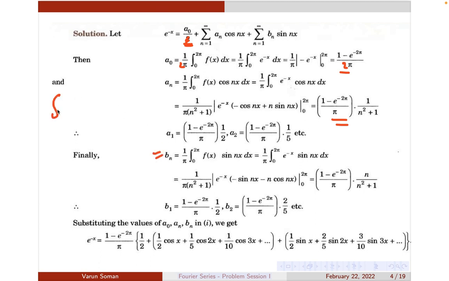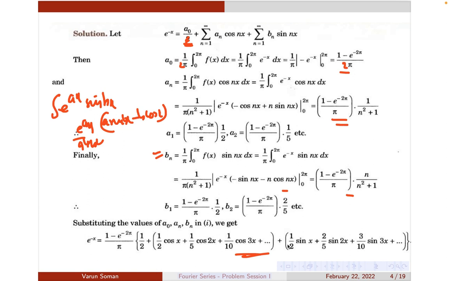Here you will be using the expansion of e raised to ax into sin bx. Recall the expansion, it is nothing but e raised to ax by a square plus b square into a sin bx minus b cos bx. So in this expression, your a is actually minus 1, b is actually n. So just substitute. So we will be getting this as e raised to minus x by n square plus 1 into minus sin nx minus n cos nx. Just substitute. Please do it by yourself. You will be getting the answer, and the final answer would be this one. Okay, so I hope it is clear.